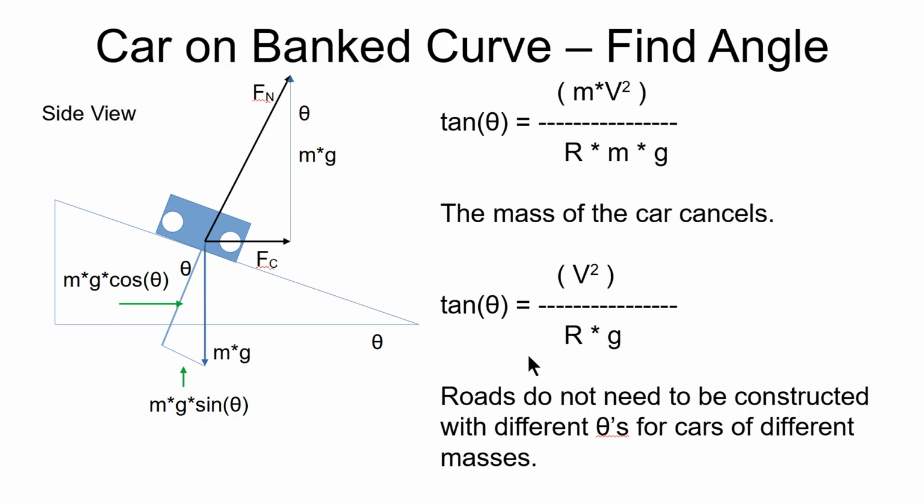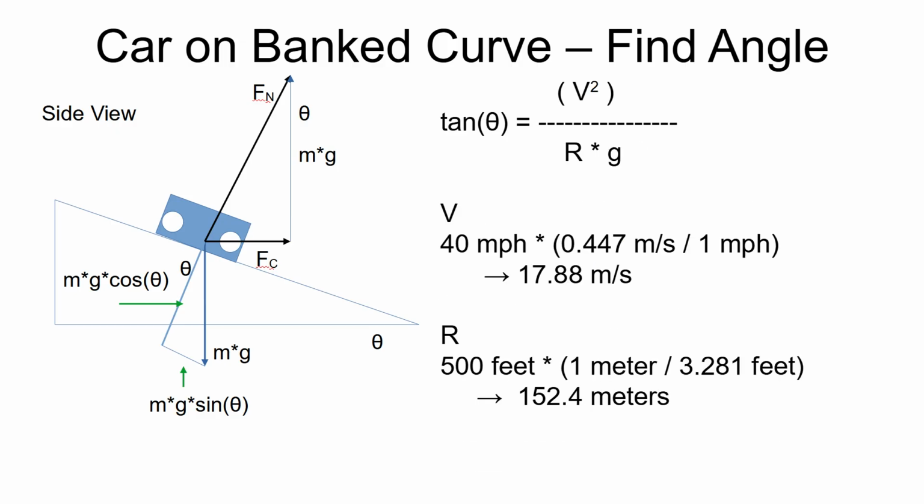This is good for highway engineers. When they build a banked curve, they don't have to use a different path with a different theta, a different ramp angle for cars of different masses. Cadillacs and Volkswagen Beetles, other light cars, motorcycles, they all have the same theta. It's just one road for all masses of cars. The mass of the car does not influence the angle we should build for the slope of our curve.